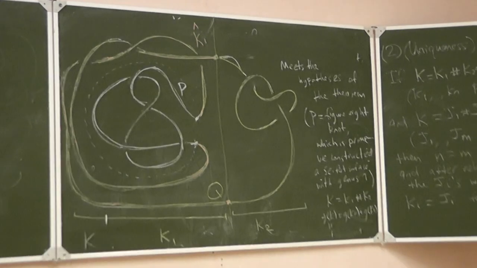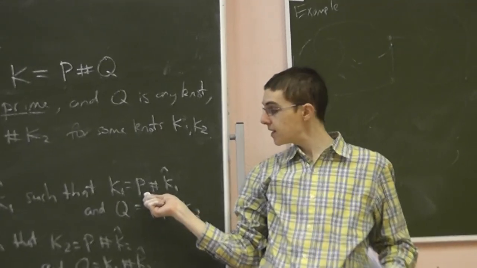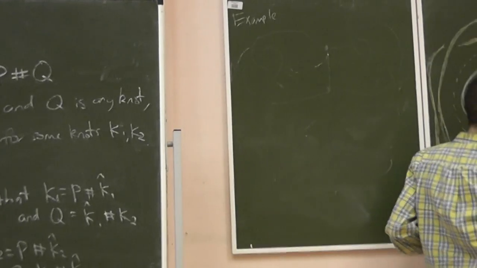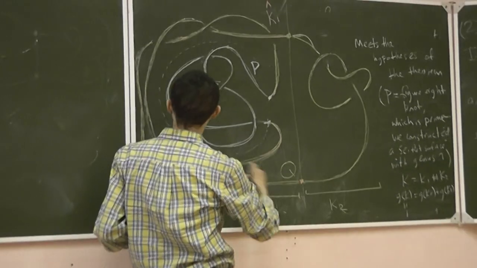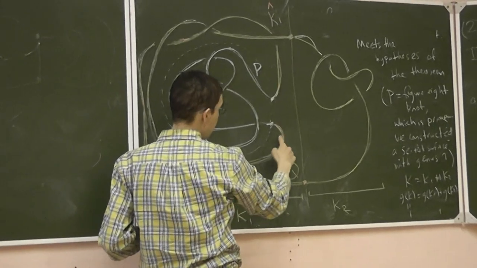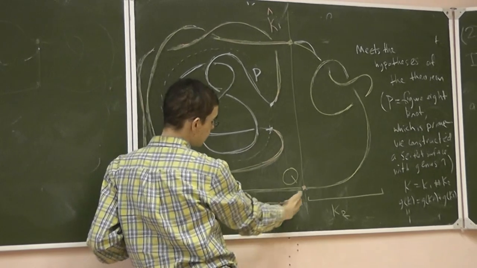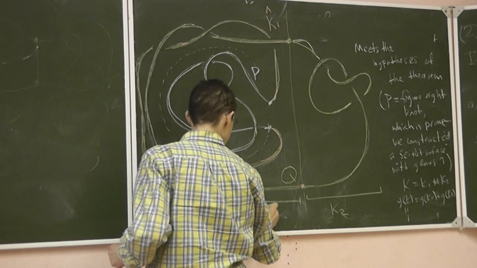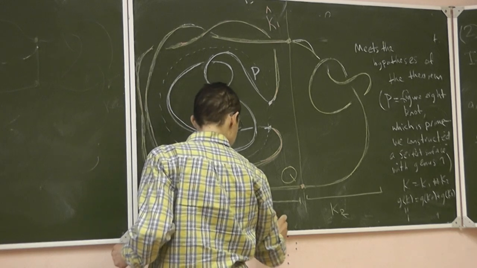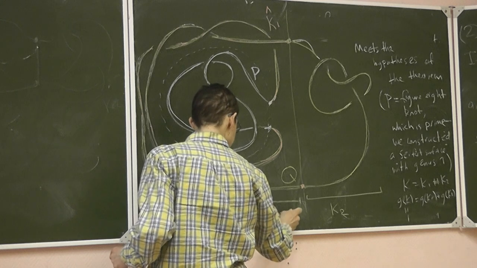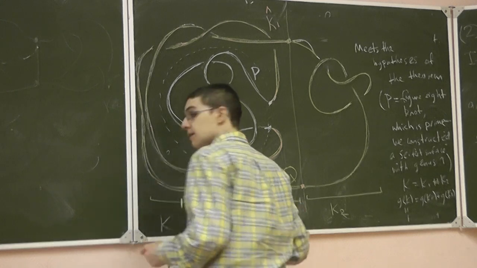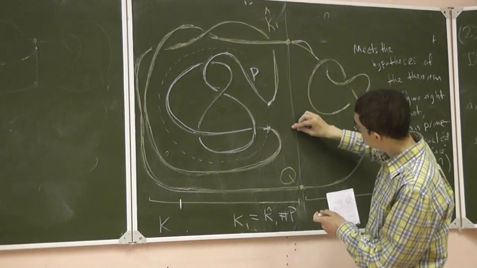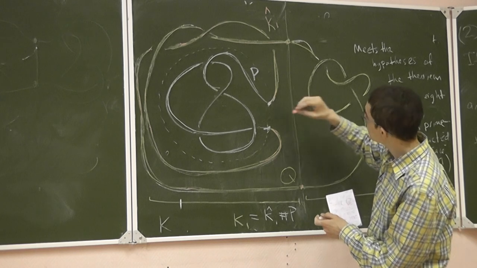The idea is we're decomposing K1 into two pieces, P and K1 hat. So notice this left-hand side K1 is the red plus the blue. So I've written K1 as K1 hat plus P. So K1 would be this knot here.